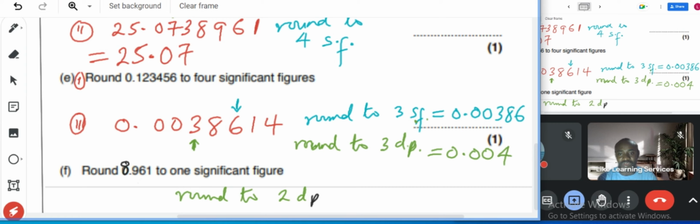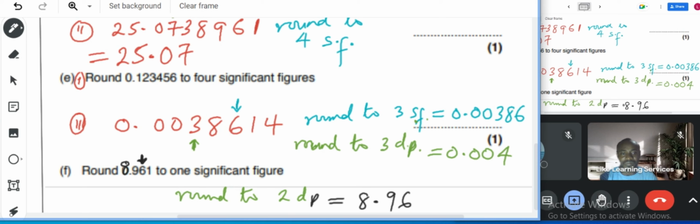For decimal place, you start counting after the decimal point. After the decimal, you have 9. 9 is the first one. 6 is the second one, isn't it? Yeah. So we are stopping at this 6. So that would be what? 8.96. 8.96, isn't it? Yeah. All right.